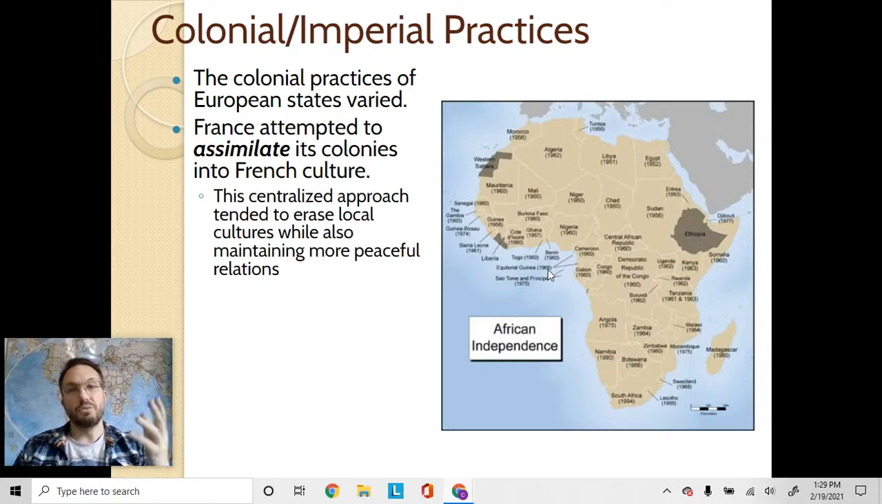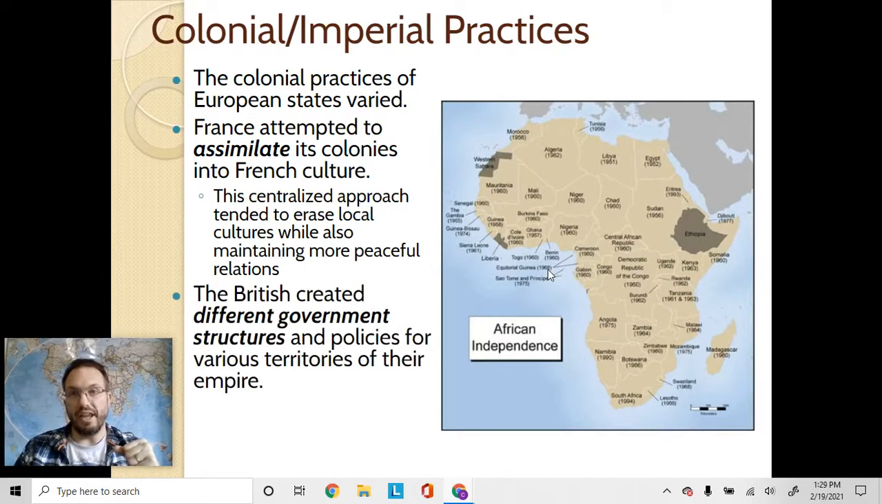Okay. Now, this was good and bad. It was good in that today, in a lot of the former French colonies, we see a lot more peaceful relations among the ethnicities, but that's because those different ethnicities have lost their cultural heritage to a certain degree, or to a large degree, depending. And that would be the downside. We lose a lot of that diversity.